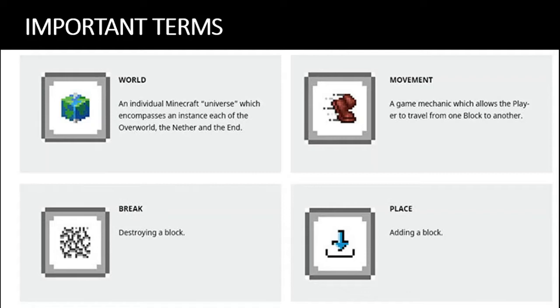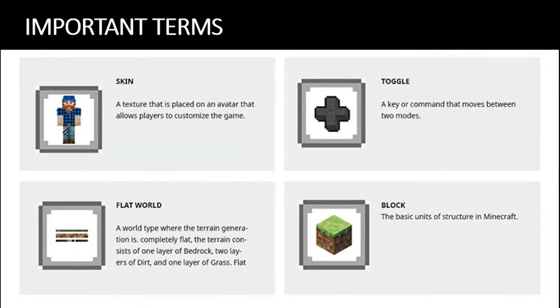Movement. Movement is a game mechanic which allows the player to travel from one block to another. Break means destroying a block, and place means adding a block. Let's go to skin. A skin is a texture that is placed on an avatar that allows players to customize the game. Toggle means a key or command that moves between two modes.